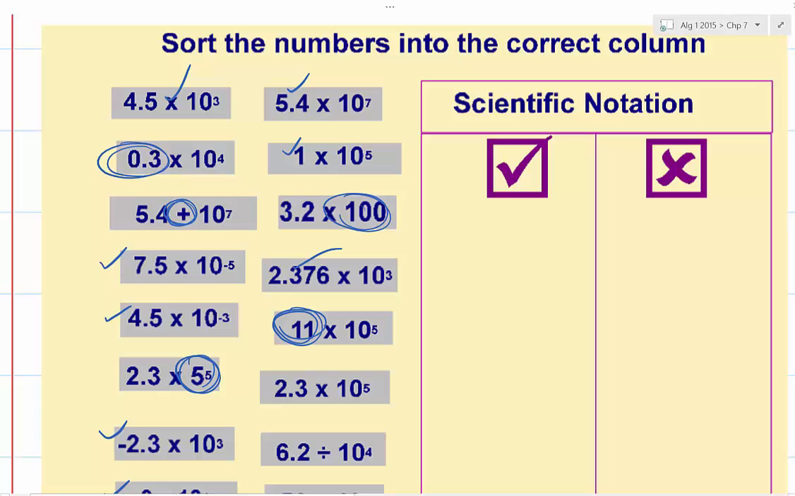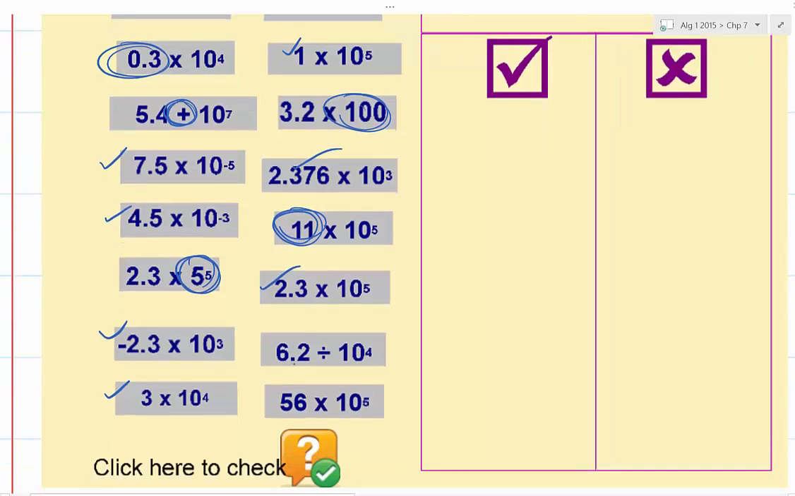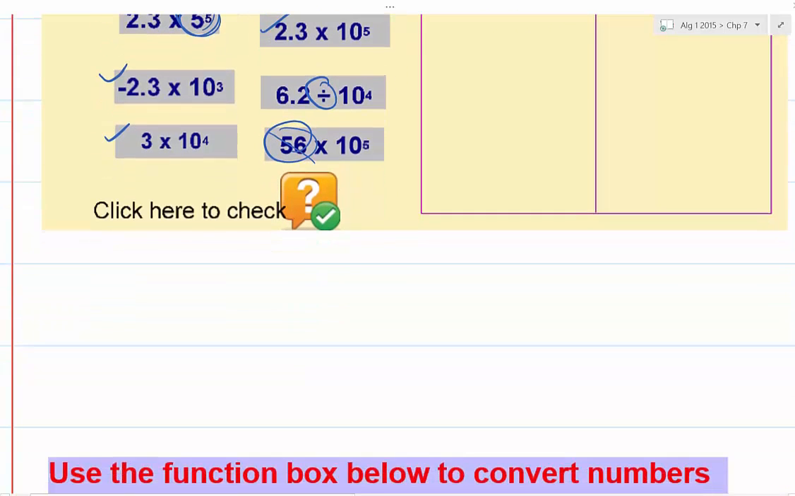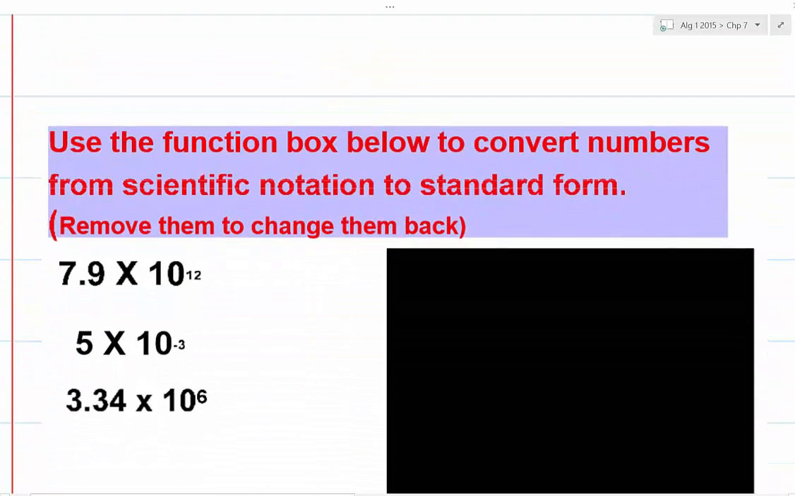Alright, 2.3. Alright, 2.3, that part's okay, and 10 to the 5th. 6.2 is okay, 10 to the 4th is okay, but we can't use division here, so that's no good. 10 to the 5th, we're multiplying, but 56 is no good, because it's too big. Alright, so if we actually wrote them over here, that's fine. But if we just circle what's wrong with those, that's a pretty good start for our scientific notation.